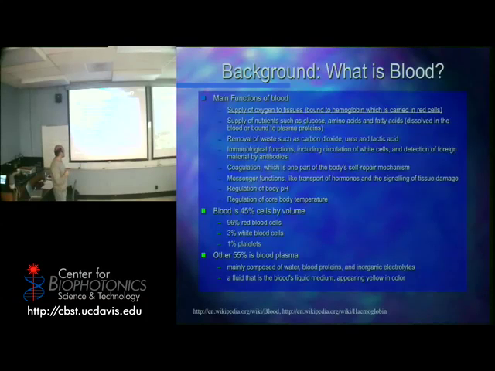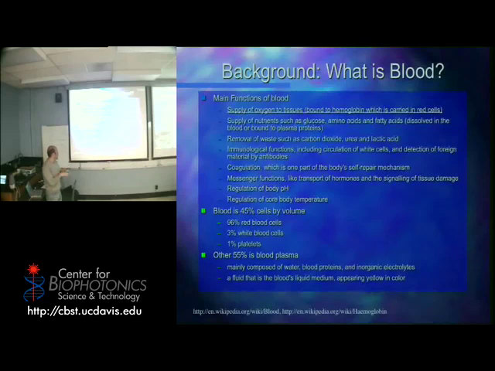Now, blood is 45% cells by volume. So if we were to take some blood out of your body and separate it, let's say we took a liter out, which would be quite a bit, how much of that would be cells? About 45% would be cells. And out of those cells, 96% are red blood cells, 3% are white blood cells, and 1% are platelets. So red blood cells are quite a bit.